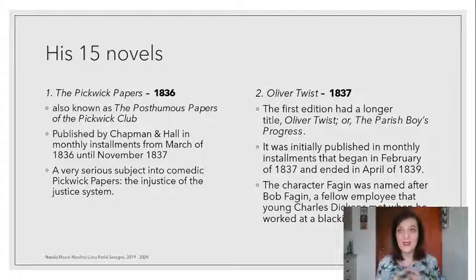Okay, how many? And the full title, okay, the first edition had a very long title. In fact, now we know it with the title of Oliver Twist, but the entire title was Oliver Twist, or the Parish Boys' Progress, ossia Oliver Twist o il progresso, ok, il cambiamento del ragazzo di parrocchia.